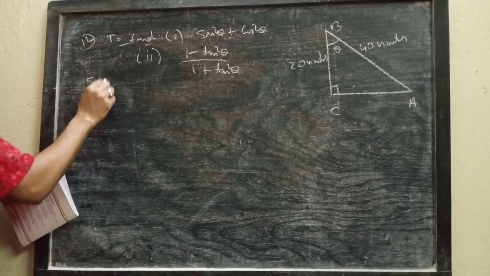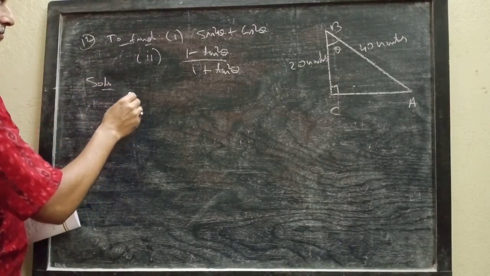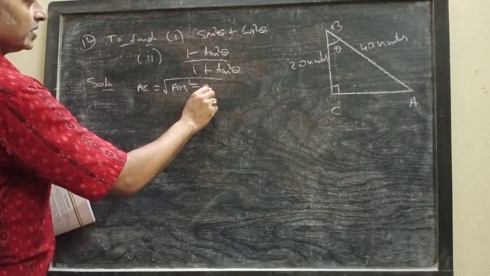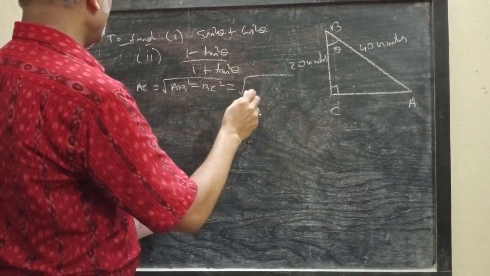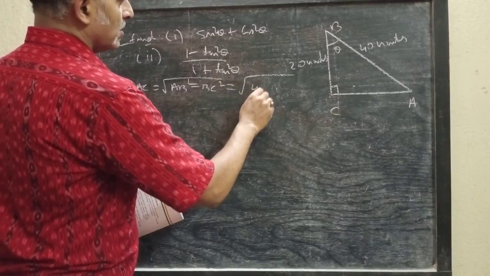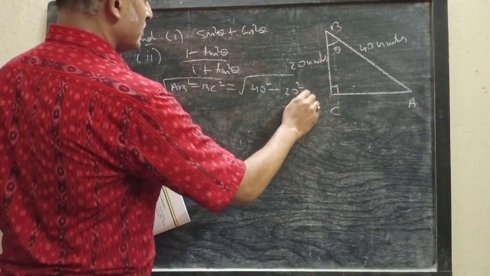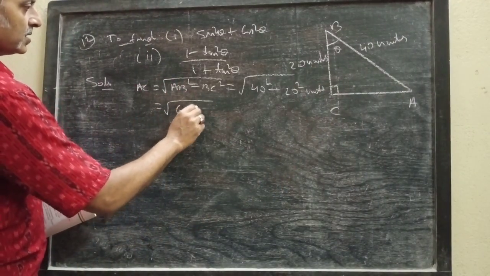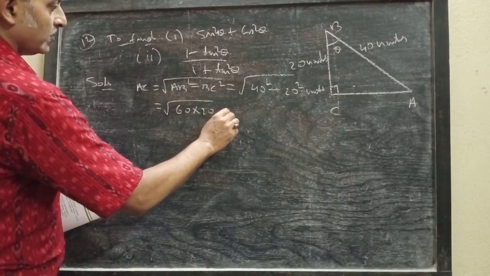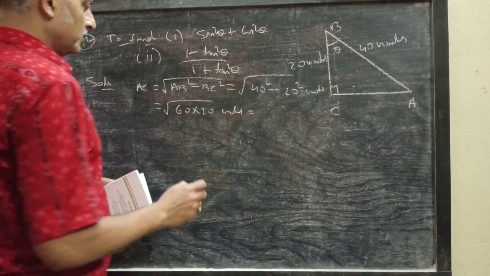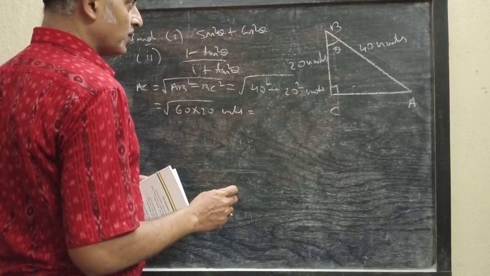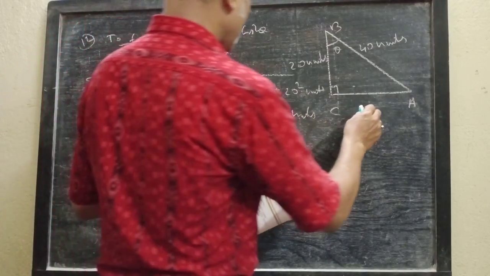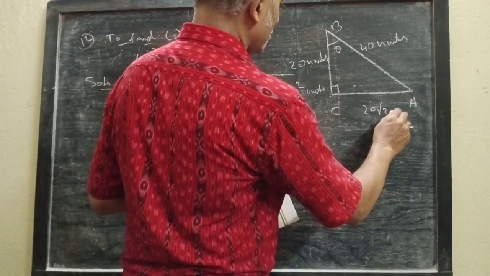Solution. AC will be root over of AB square minus BC square. So this will be 40 square minus 20 square units. So 40 plus 20 is 60, 40 minus 20 is 20 units. 1200, 400 into 3, 20 root 3 units. So your length of AC is 20 root 3 units.